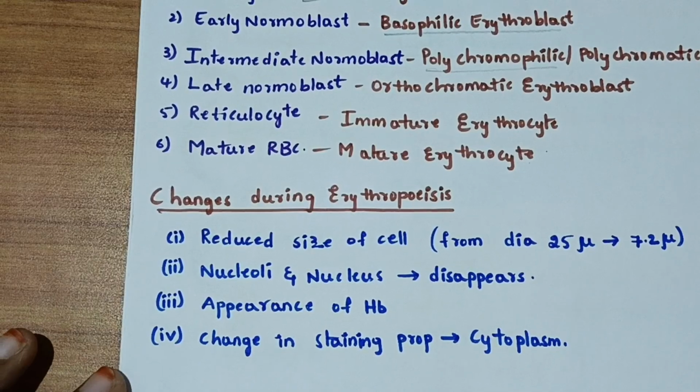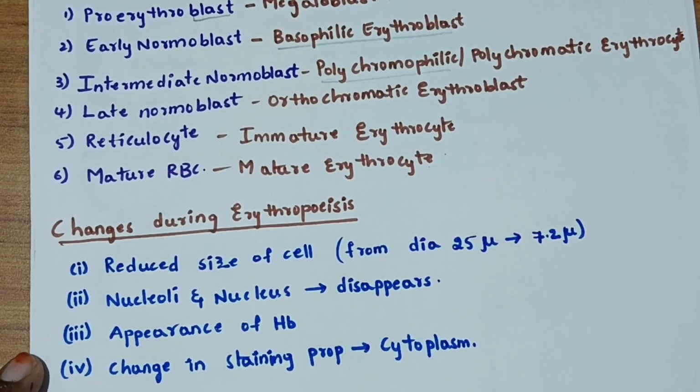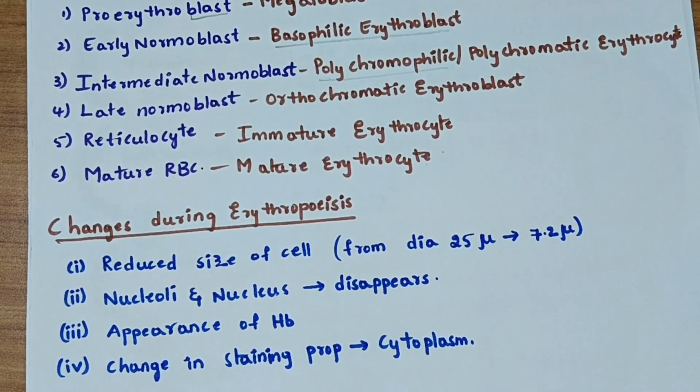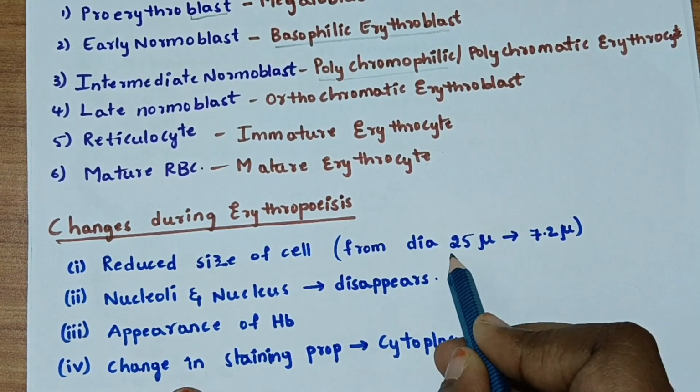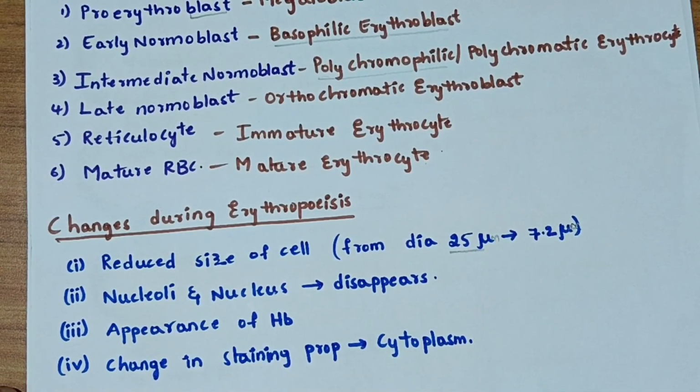These are the changes. Reduced size of the cell. As I said, the proerythroblast is the largest cell compared to all other stages in erythropoiesis. From proerythroblast to mature RBC, the size of the cell decreases. The diameter of the proerythroblast is 25 micrometers, whereas the diameter of the mature RBC is about 7.2 micrometers.